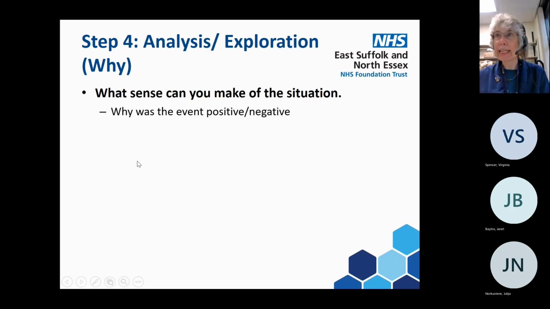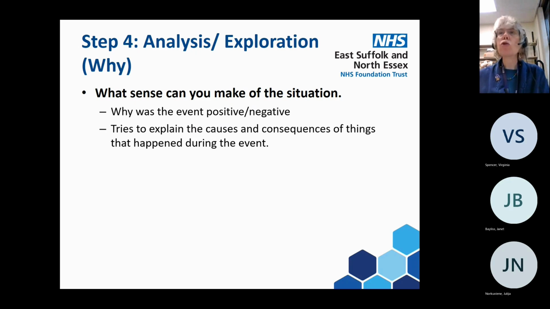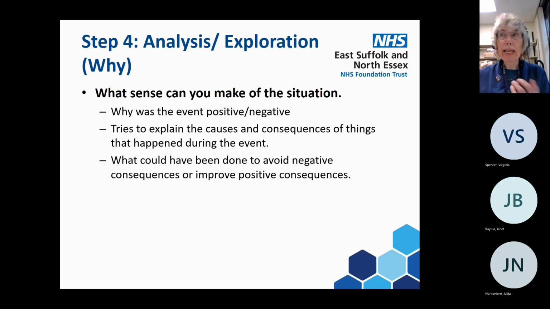So what sense can you make of the situation? Why was the event positive or negative? Try to explain the causes and consequences of things that happened during the event. Again, you're going to have to extrapolate to think outside the box a bit. What could have been done to avoid negative consequences or improve positive consequences?